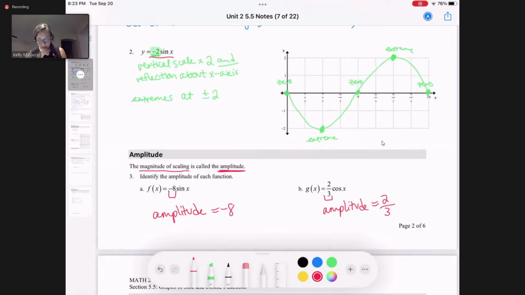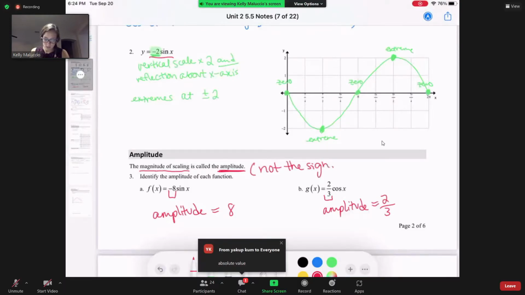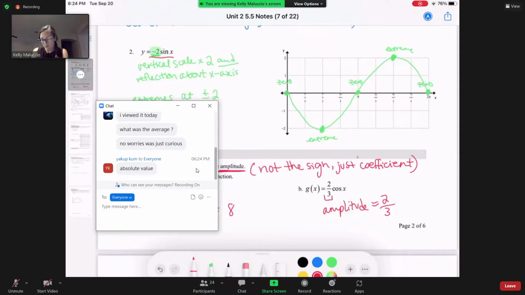Oh, actually, I'm lying though. It's not the sign. It's not the sign. Sorry. So, I would probably give you points if you said -8, but the amplitude is just the number. So I forgot to say, not the sign. Oh, I can't even spell sign. Just the coefficient. Right? Just the number, the coefficient.